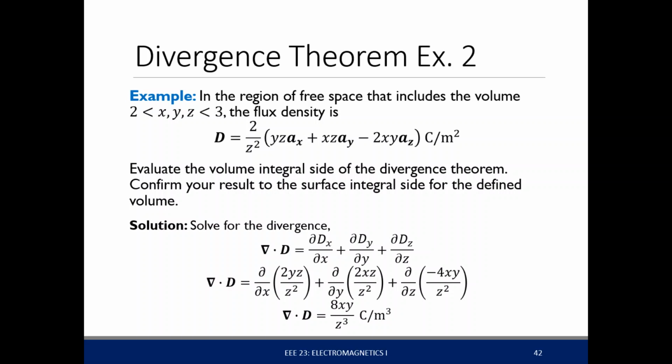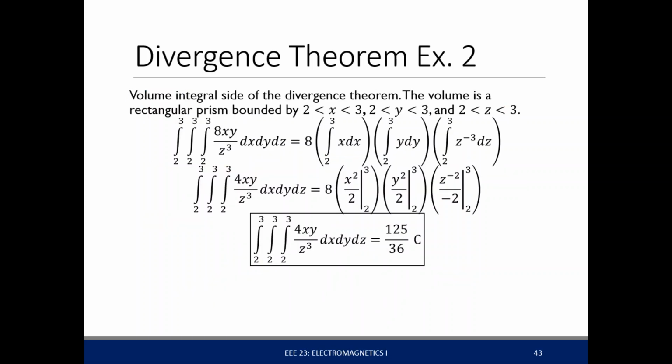So another example. In a region of free space, we have this flux density. Evaluate both sides of the integral of the divergence theorem. First, solve for the divergence. We get this expression right here. So get the volume integral. Since it's just a cube, you can easily set up the integral: x from 2 to 3, y from 2 to 3, z from 2 to 3. You can separate the integral easily.